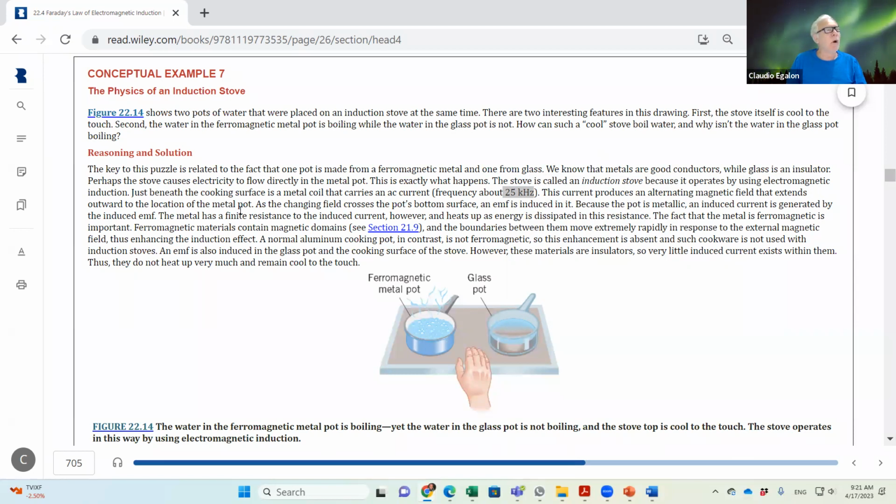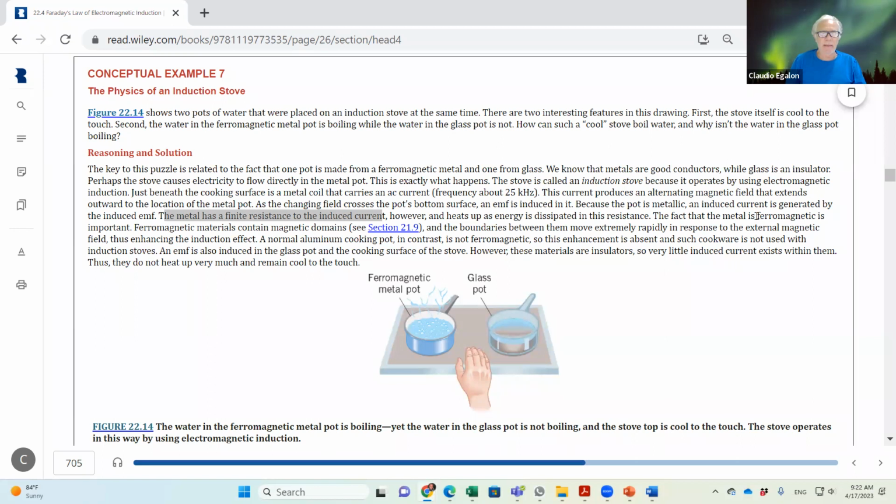The pot is made of a metal, so it is a conducting circuit. A change in field across the pot's bottom surface induces an EMF. Because the pot is metallic, an induced current is generated. The metal has a finite resistance, which is important. Because of the induced current, the pot is going to be heated up at the bottom. The induced current at the bottom of the pot bounces back and forth, and it's strong enough to generate heat, which is dissipated in the resistance of the pot.